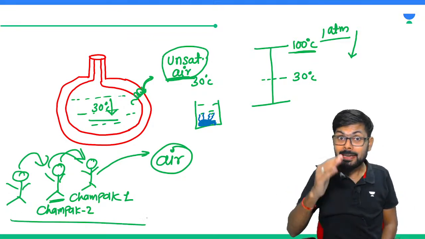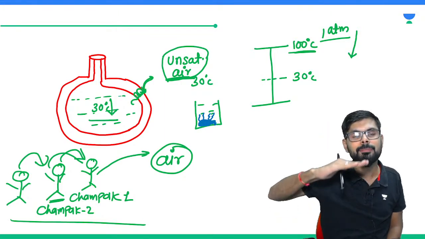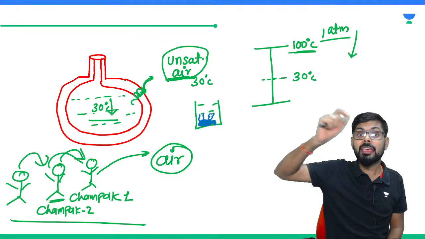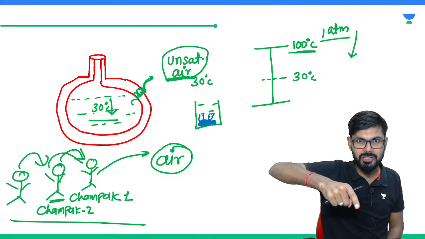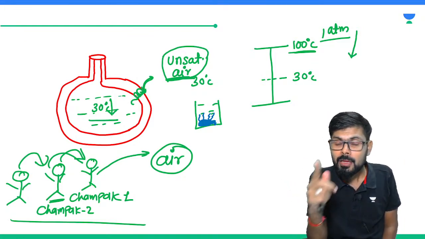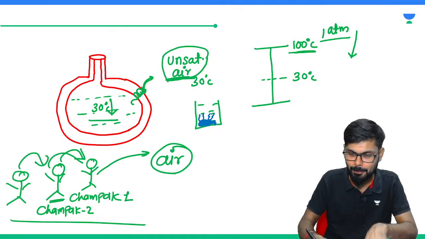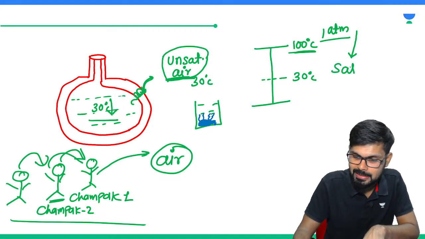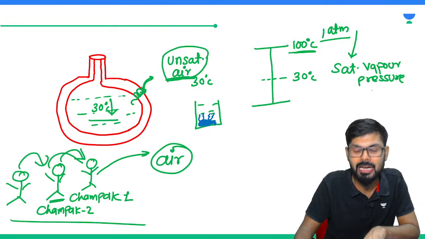That depends upon the temperature. When the temperature decreases, at a certain temperature the air will be saturated corresponding to that particular temperature. Then this process will stop. That pressure is called the saturated vapor pressure at that particular temperature.